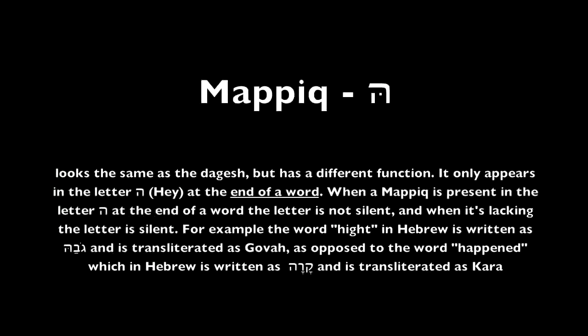Mapik looks the same as the Dagesh but has a different function. It only appears in the letter Hey at the end of a word. When a Mapik is present in the letter Hey at the end of a word, the letter is not silent, and when it's lacking, the letter is silent. For example, the word height in Hebrew is written as gova and is transliterated as gova, as opposed to the word happened in Hebrew, which is written as kara and is transliterated as kara.